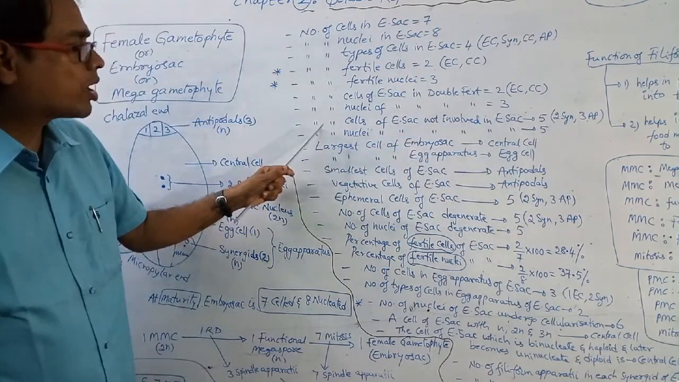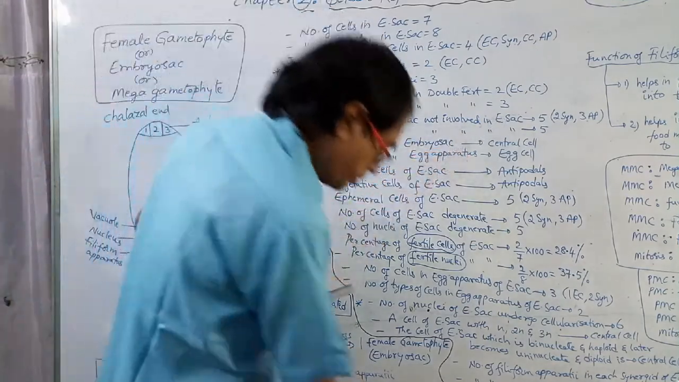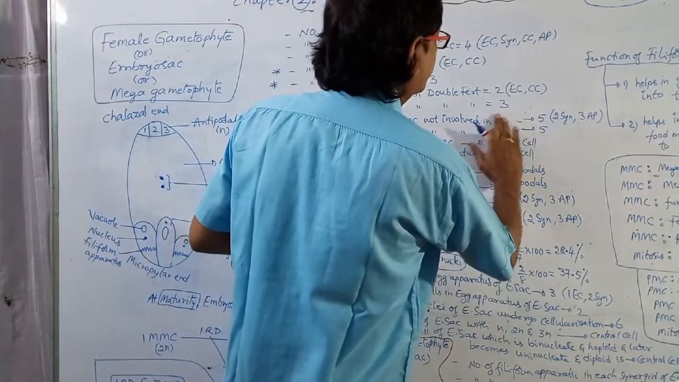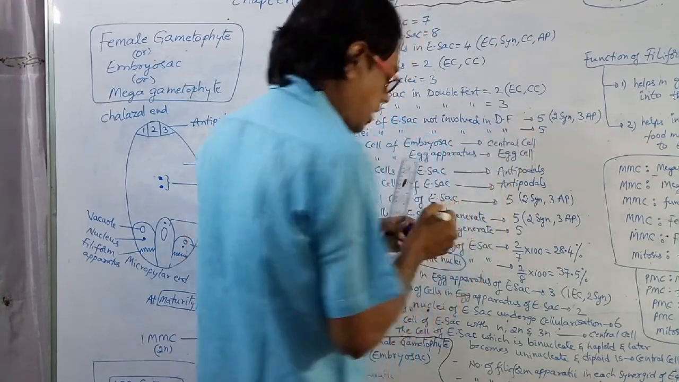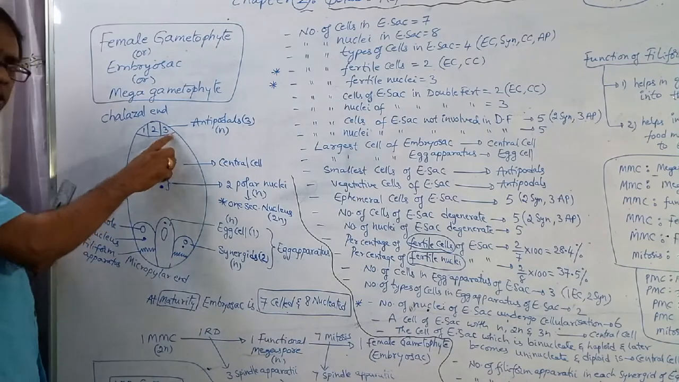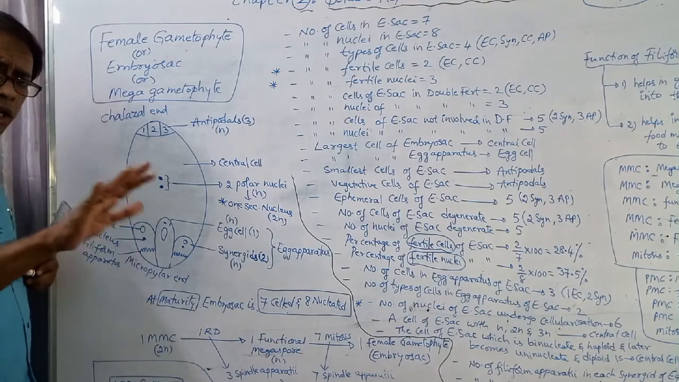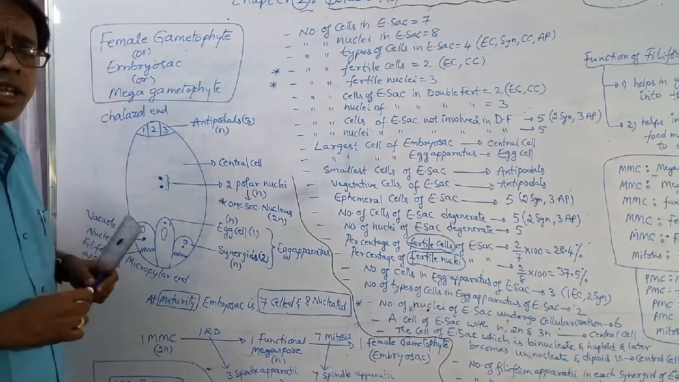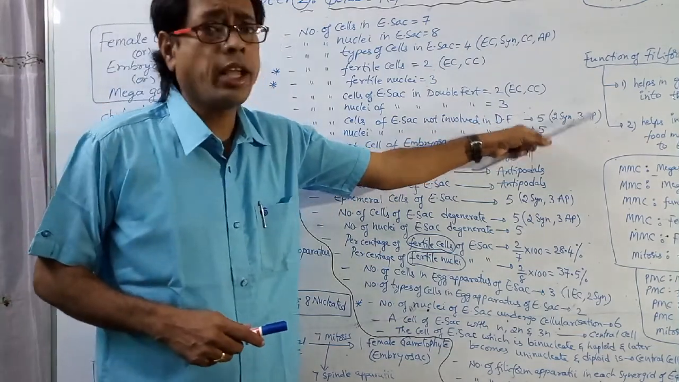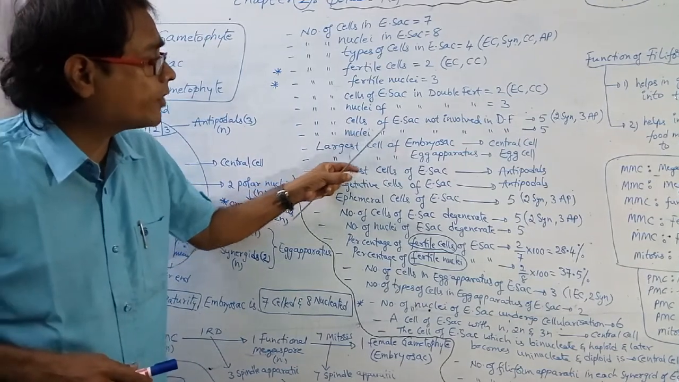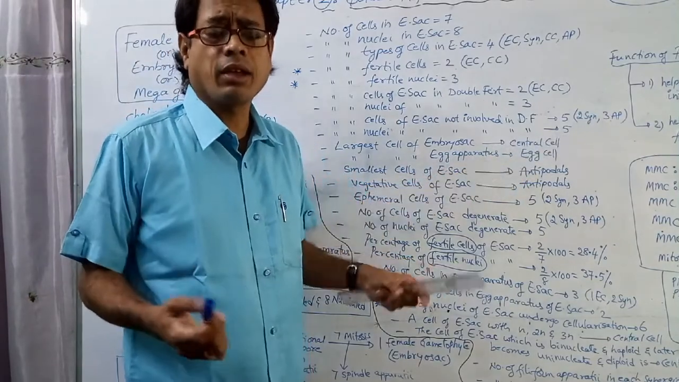The number of cells of the embryo sac not involved in double fertilization. These 3 antipodal cells are not involved in double fertilization, and the 2 synergids are also not involved. In total, the number of cells not involved in double fertilization is 5: 2 synergids and 3 antipodals. The number of nuclei not involved is also 5, since each cell has 1 nucleus.